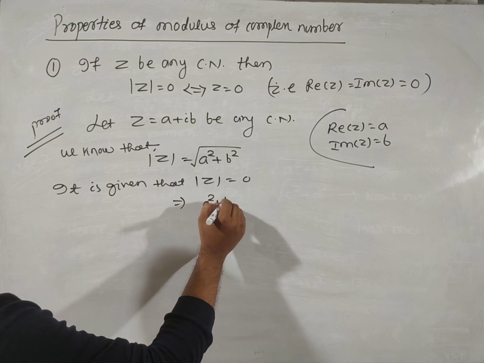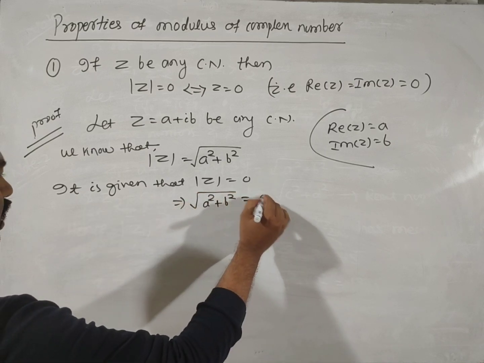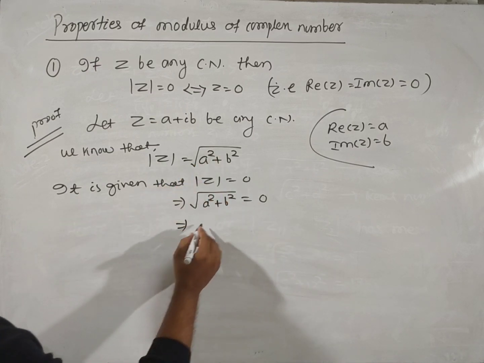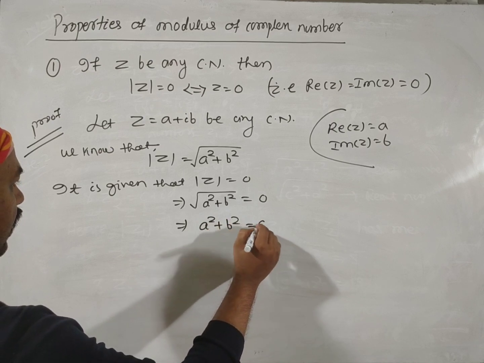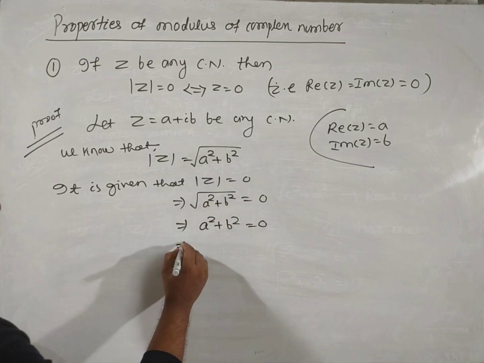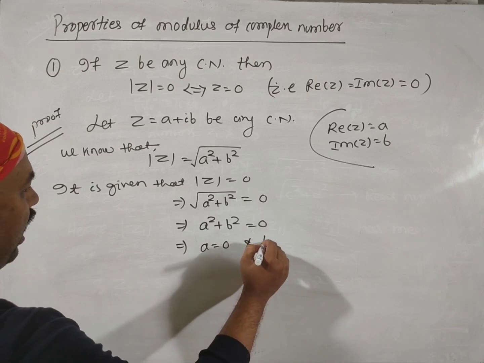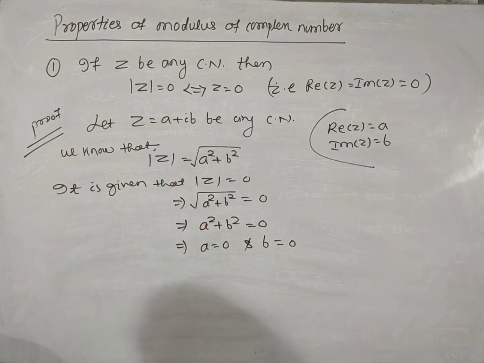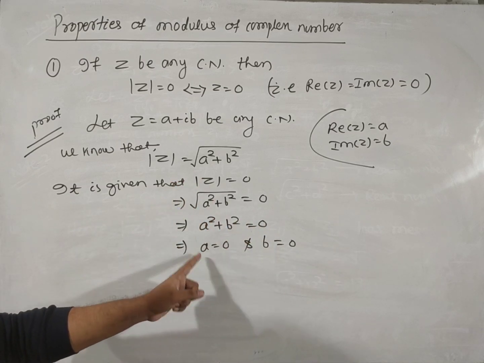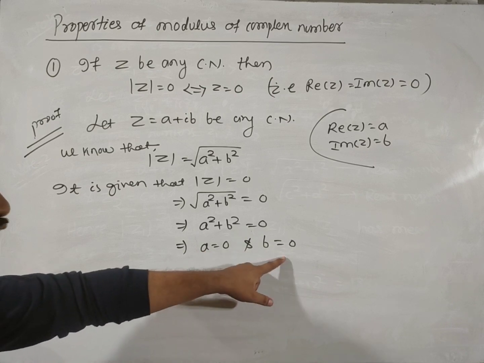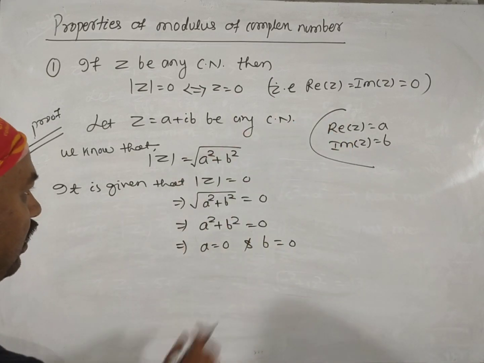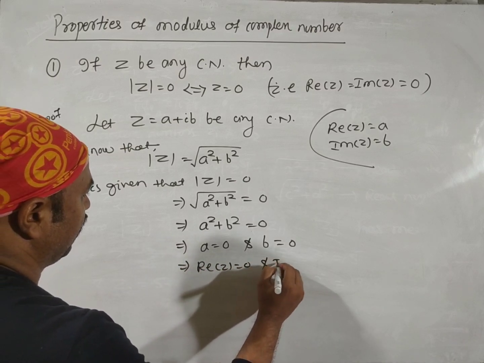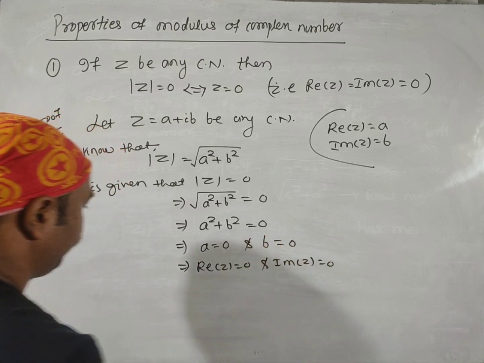That implies square root of a square plus b square is equal to 0, because we know that modulus of Z is equal to square root of a square plus b square. That implies a square plus b square is equal to 0. That implies both a is equal to 0 and b is equal to 0. The sum of two squares is equal to 0 if and only if both parts are equal to 0. That means a is equal to 0 and b is equal to 0. But we know that a is the real part and b is the imaginary part. That implies real part is 0 and imaginary part is equal to 0.